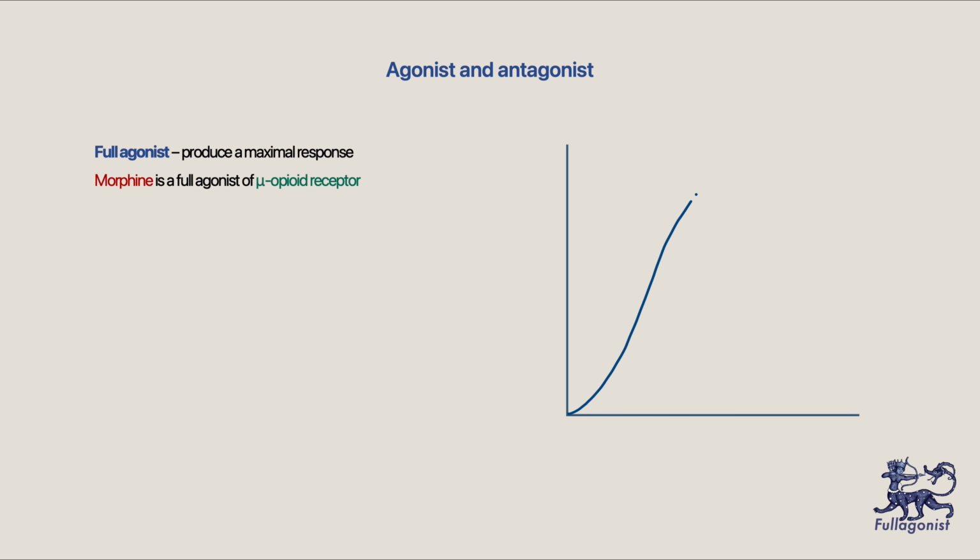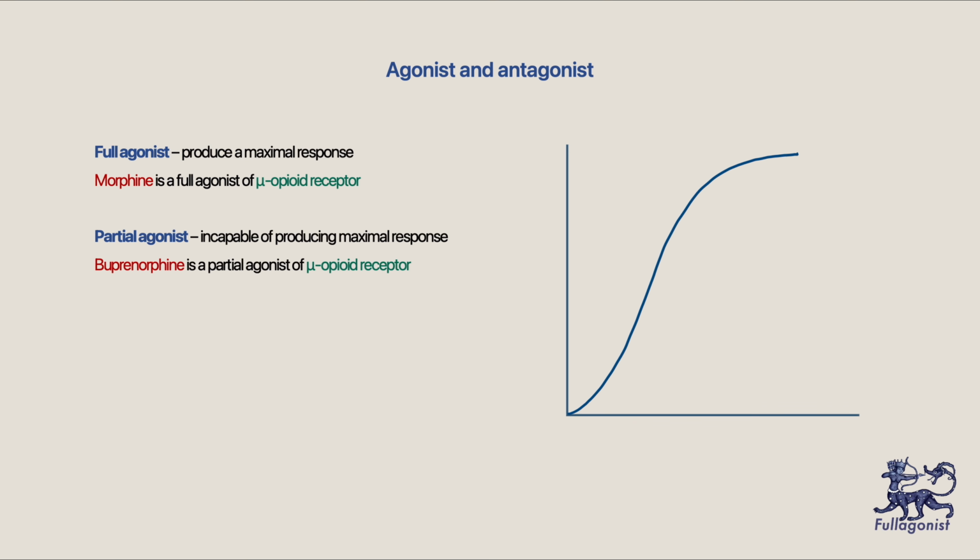Full agonist produces a maximal response. On the chart, the x-axis represents drug concentration, and on the y-axis we have the pharmacological response. Full agonist gives us the full effect. For example, morphine is a full agonist of the mu-opioid receptors.